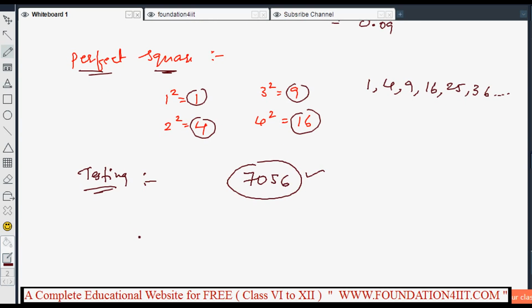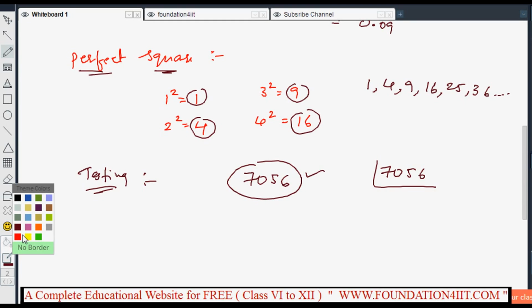For this we'll apply the prime factorization method, the product of pairs. If you know it, okay, otherwise just listen once again here. 7056, we should divide only with prime numbers. The primes are 2, 3, 5, 7, 11. So with the product of primes, we should write this 7056. The first prime number is 2, because it is divisible.